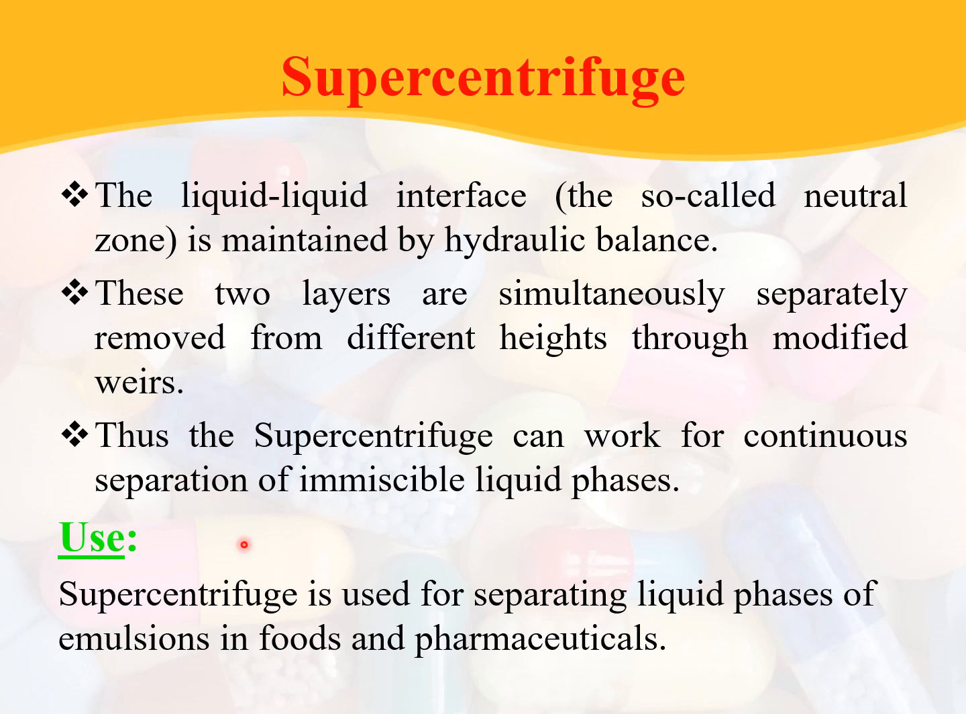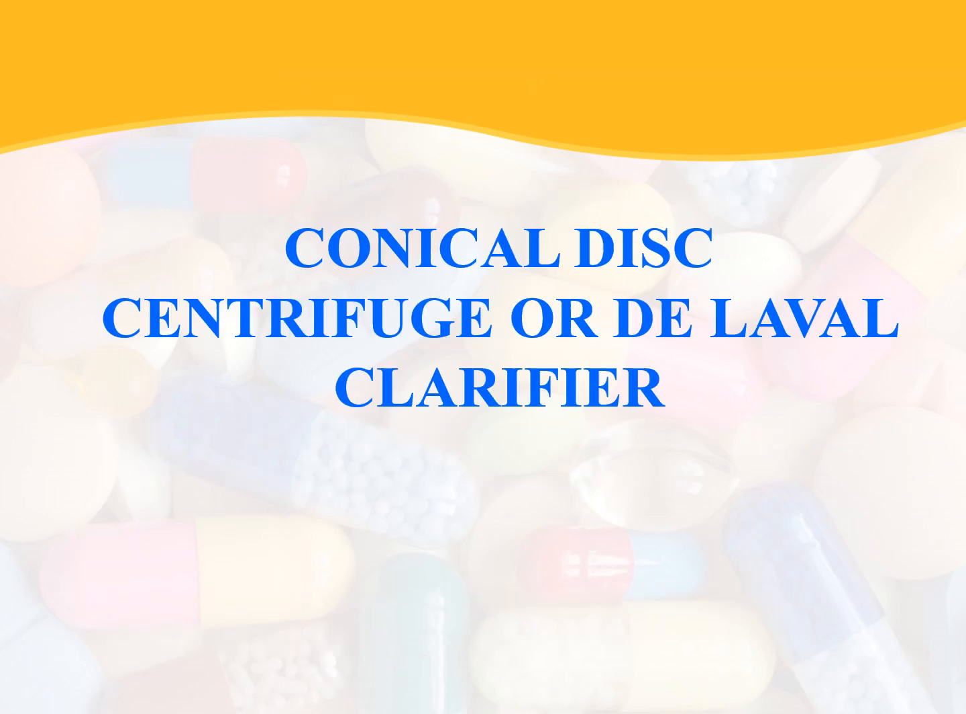Coming to the uses, the supercentrifuge is used for separating the liquid phase of emulsions in food and pharmaceuticals. Coming to the next centrifuge, it is the conical disc centrifuge or D-level clarifier.